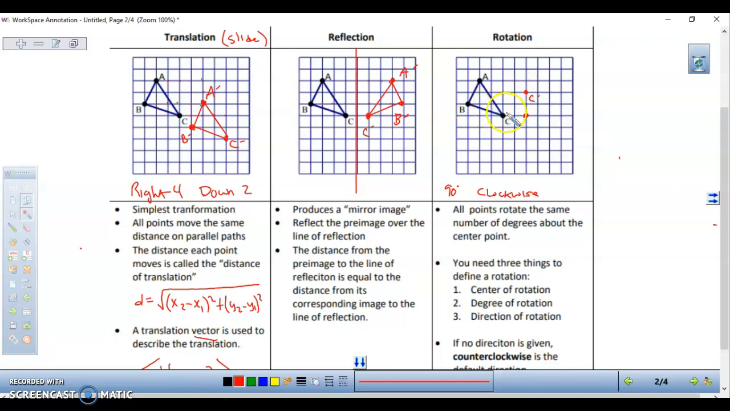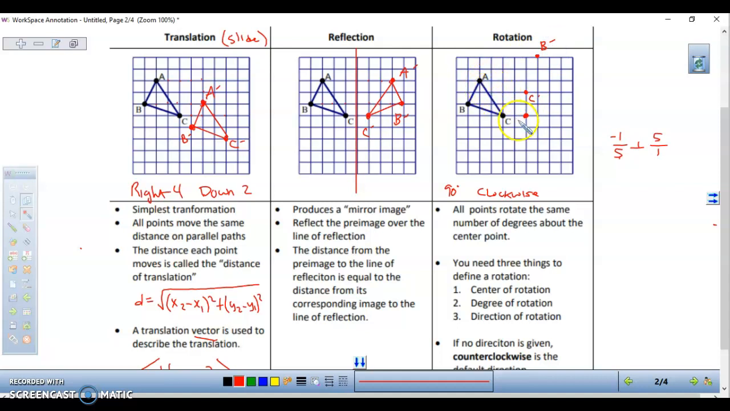Now B. From B to the center of rotation, I go down 1 and over 5. Well, if I want perpendicular to that from my center of rotation, I'm going to go up 5 and over 1. So up 1, 2, 3, 4, 5 and over 1. This would be B prime.